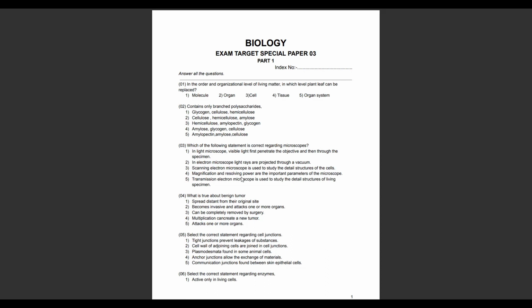Now look at the answers given here. Tight junctions prevent leakage of substances. Now there are 3 examples for cell junctions.